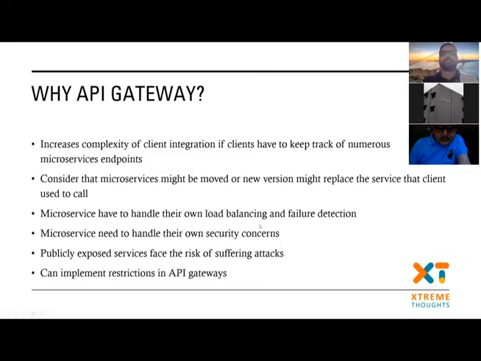Microservices have to handle their own load balancing and failure detection? They don't have to because API gateway can take care of it. Microservices need to handle their own security concern? No, API gateway calls the authentication service and takes care of it, right? So all these things are not required because API gateway does all these things. So the API gateway takes a lot of common functionalities out and adds a layer in between which seamlessly does all these things.